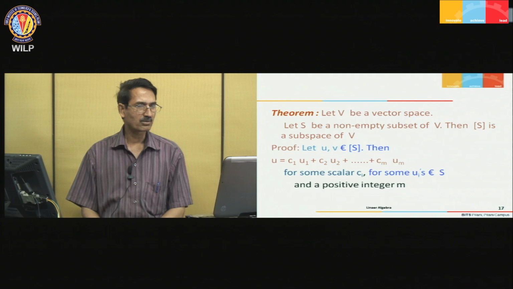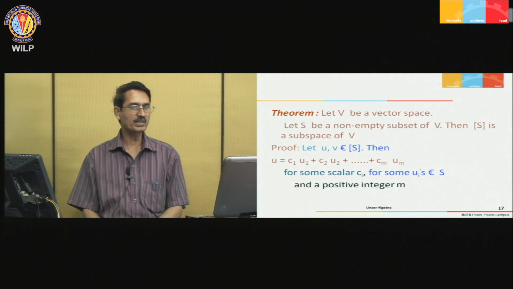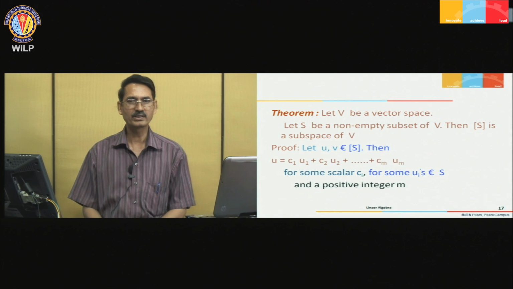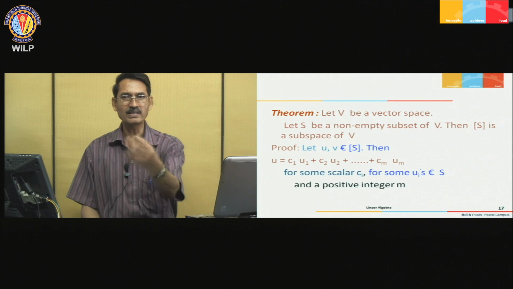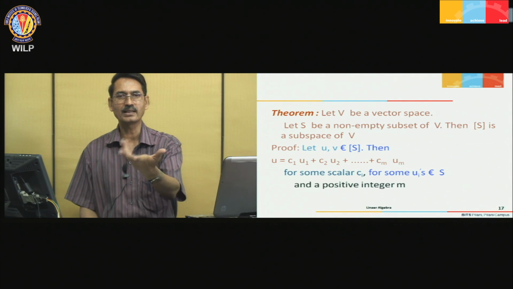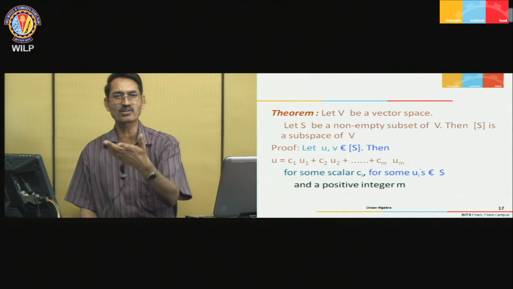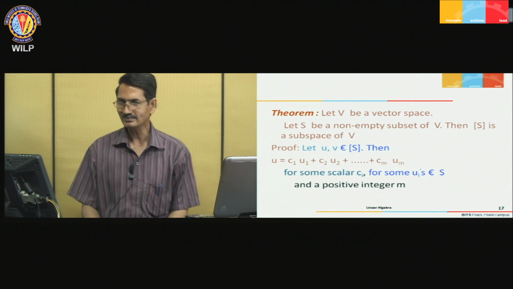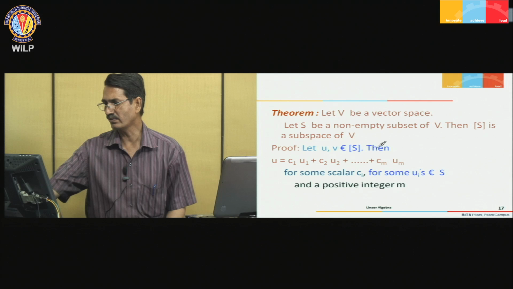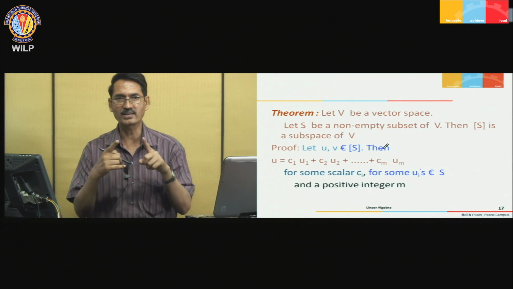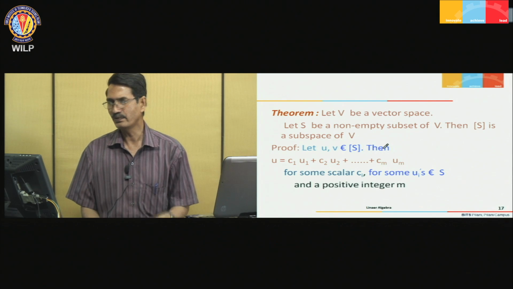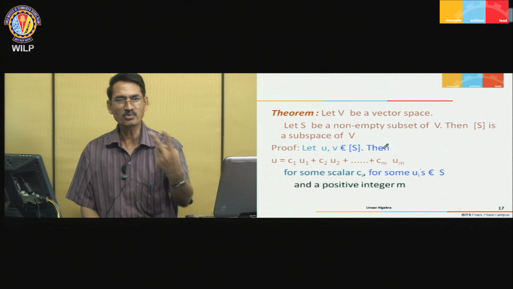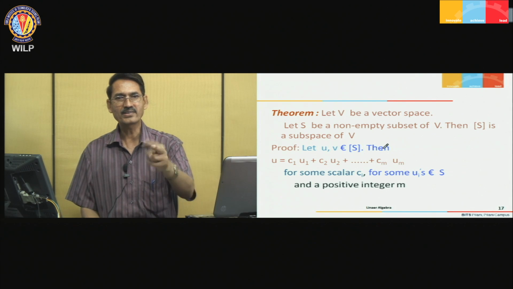Now we are going to see that if S is a non-empty subset of a vector space, then span of S is always a subspace. Whether S is a subspace or not does not matter at all. Span of S is always a subspace. I have already explained that span of S is non-empty because the 0 element is inside the span of S, and if you take any two elements from the span of S, then their sum must be in the span of S.